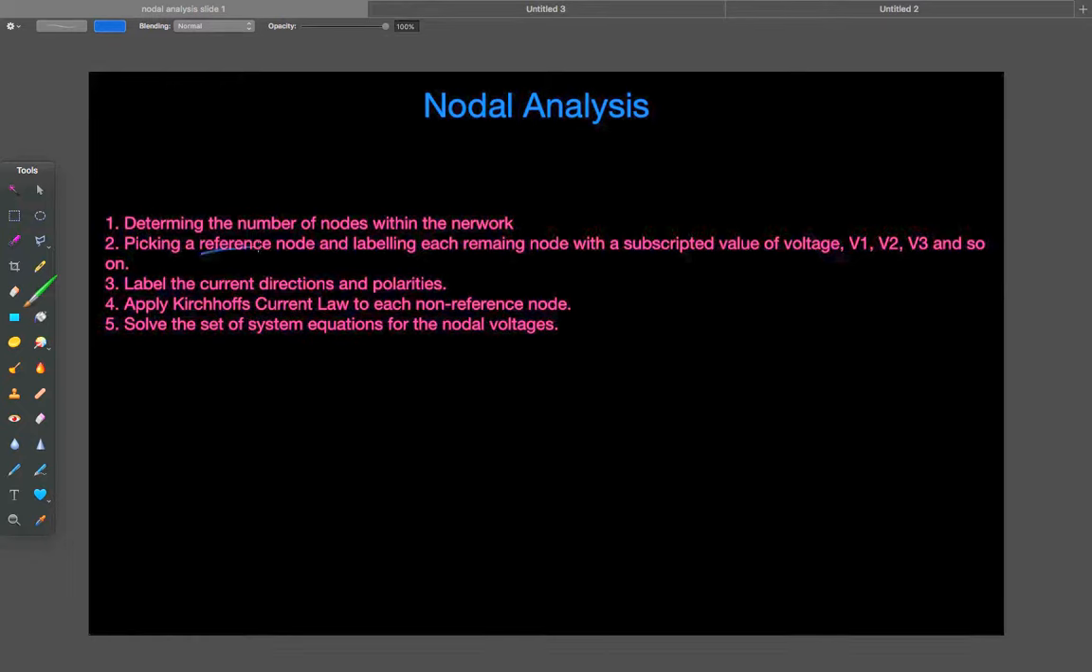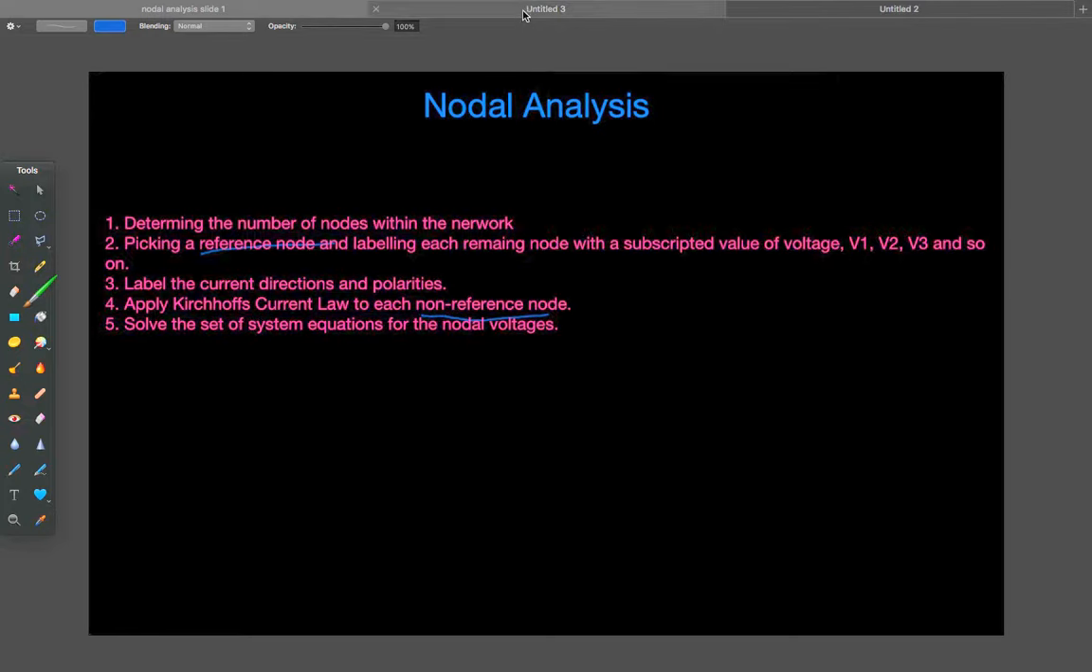Step number two is picking a reference node and labeling each remaining node with a subscript value of voltage: V1, V2, V3, and so on. Step number three is labeling the current directions and polarities. Step 4 is where you apply Kirchhoff's current law to each non-reference node. And step 5 is solving the set of system equations for the nodal voltages.